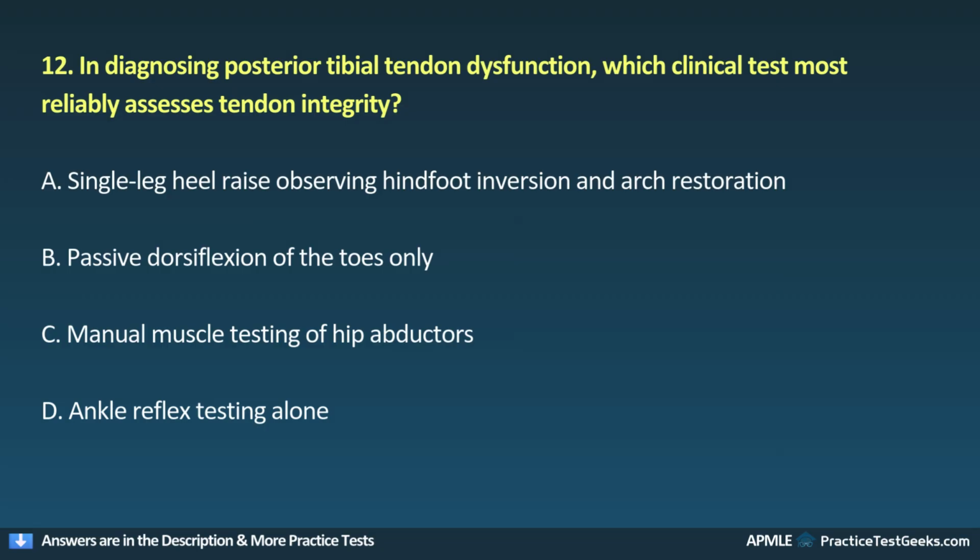12. In diagnosing posterior tibial tendon dysfunction, which clinical test most reliably assesses tendon integrity? A. Single leg heel raise observing hindfoot inversion and arch restoration. B. Passive dorsiflexion of the toes only. C. Manual muscle testing of hip abductors. D. Ankle reflex testing alone.